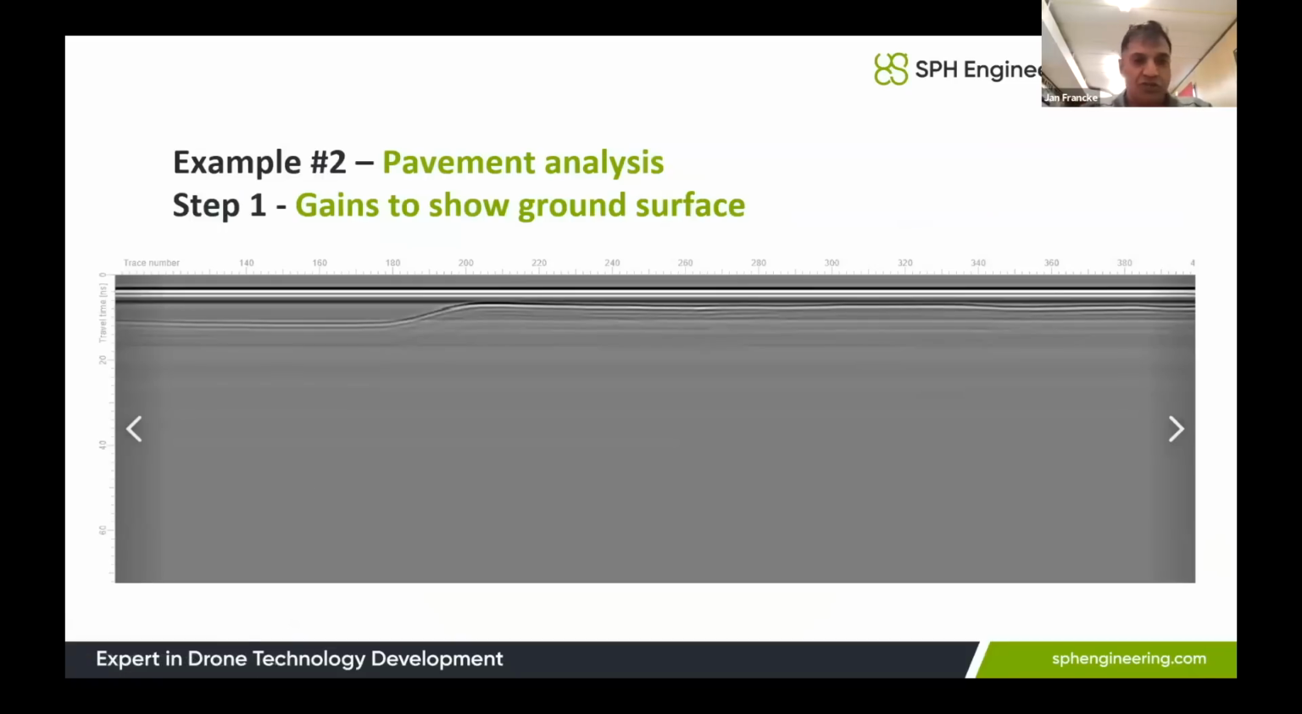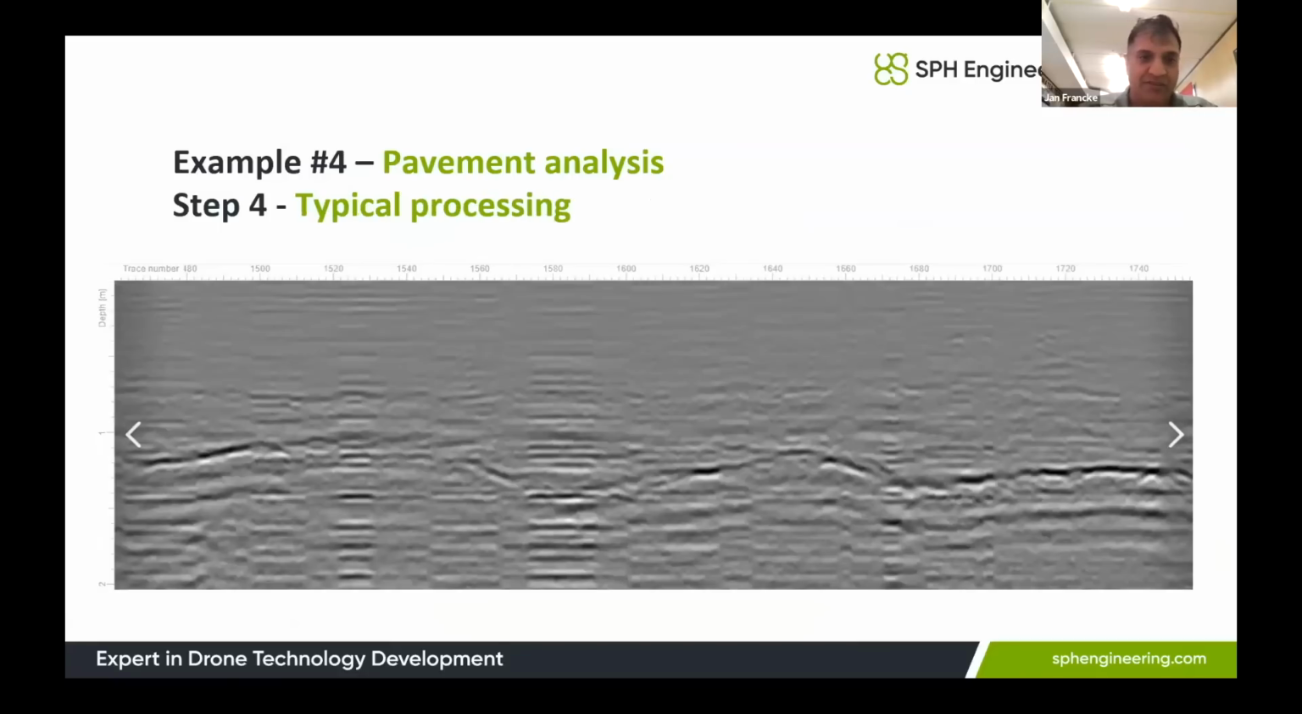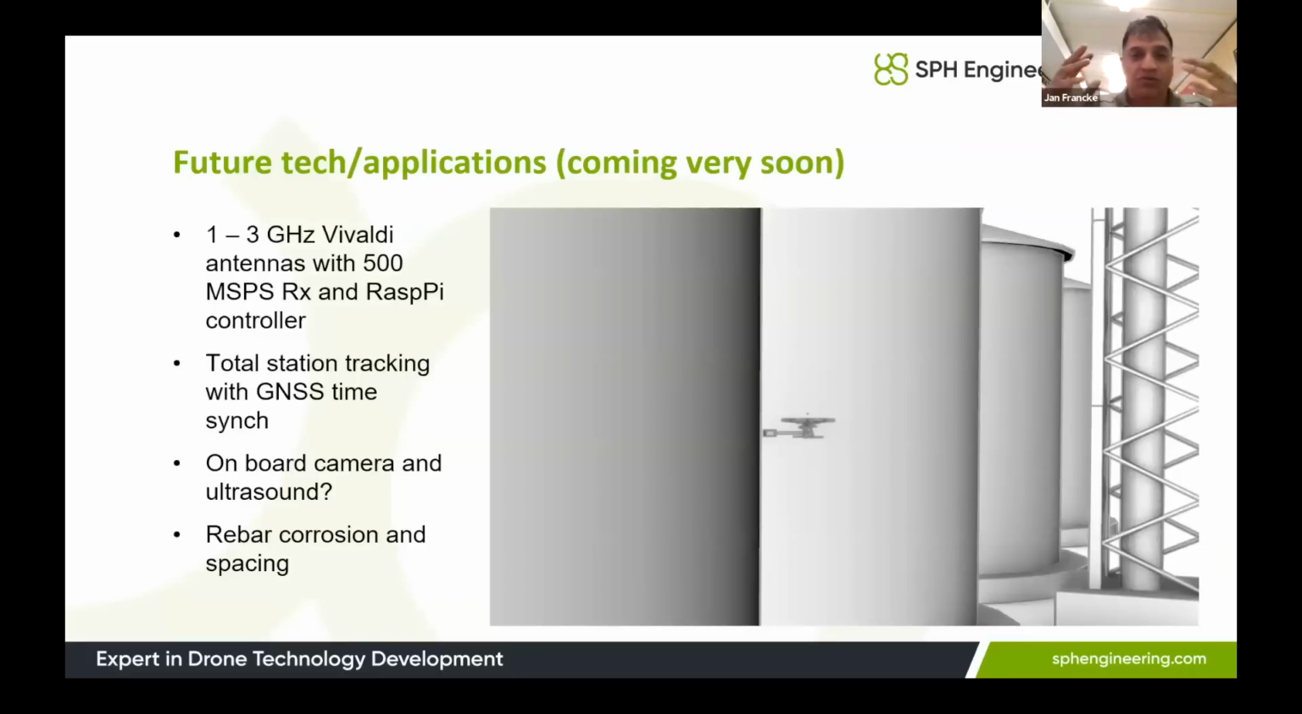So the other thing I want to show you, I realize we're just about to run out of time, is pavement analysis. Same sort of thing, right? We want to gain it. We want to draw a surface on it. We want to flatten it to the ground surface, do our typical processing, and then interpret it. That's it, and out it goes to the client. So very easy to do in modern processing software.